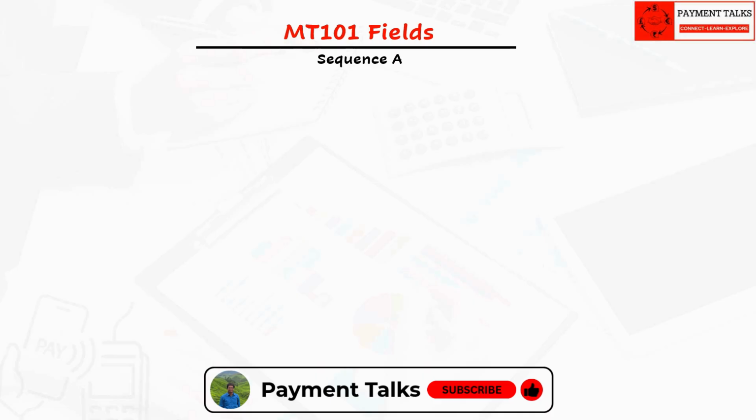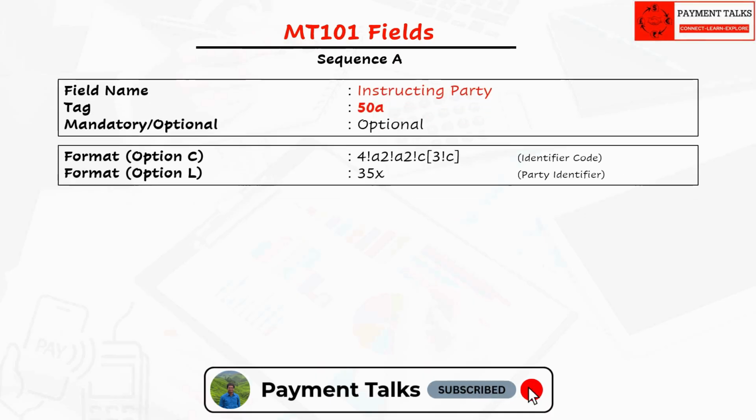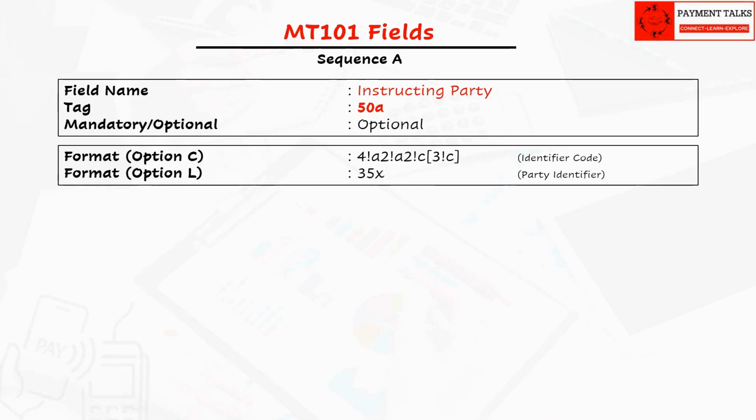The next field is instructing party, tag 50A. Firstly, this is a tricky part, as tag 50A is attributed to the ordering customer, that is the debtor. Then how come tag 50A is now the instructing party? Here lies the letter options feature, which tries to solve this issue in a complicated way. Tag 50, when using the letter option C and L, becomes the instructing party.